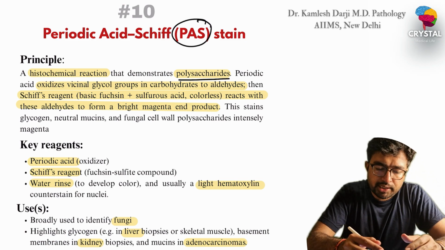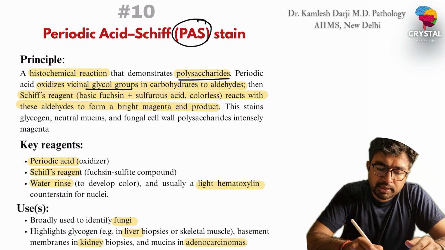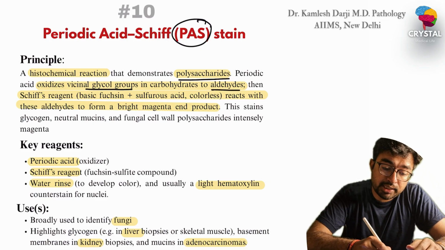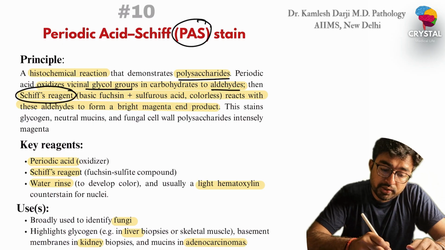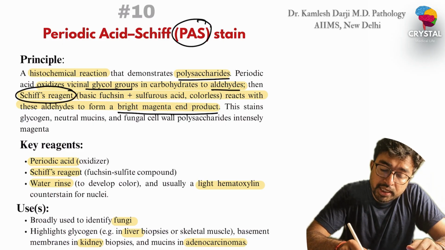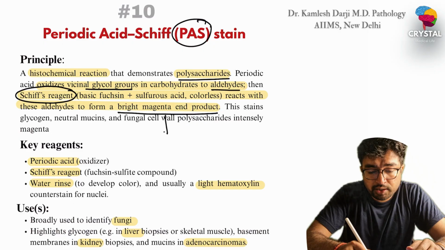So in polysaccharide there are the glycol groups, and these glycol groups will be oxidized to aldehydes, and this aldehyde then reacts with the Schiff reagent to form the bright magenta end product. So it will appear as magenta color.